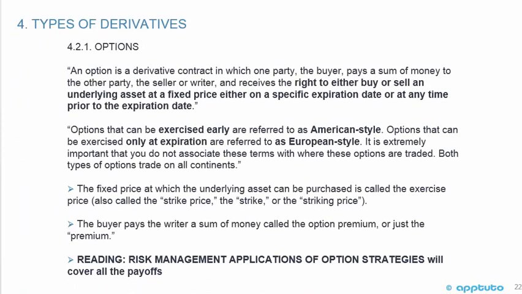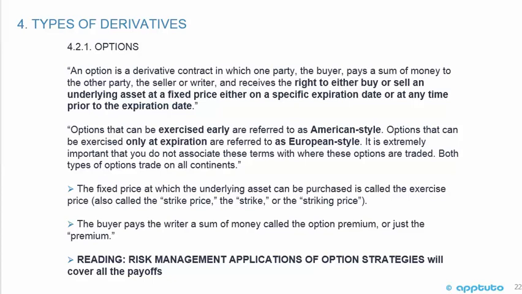So now we're looking at options. An option is a derivative contract in which one party, the buyer, pays a sum of money to the other party, the seller or writer, and receives the right to either buy or sell an underlying asset at a fixed price, either on a specific expiration date or at any time prior to the expiration date. Options that can be exercised early are referred to as American style. Options that can be exercised only at expiration are referred to as European style.